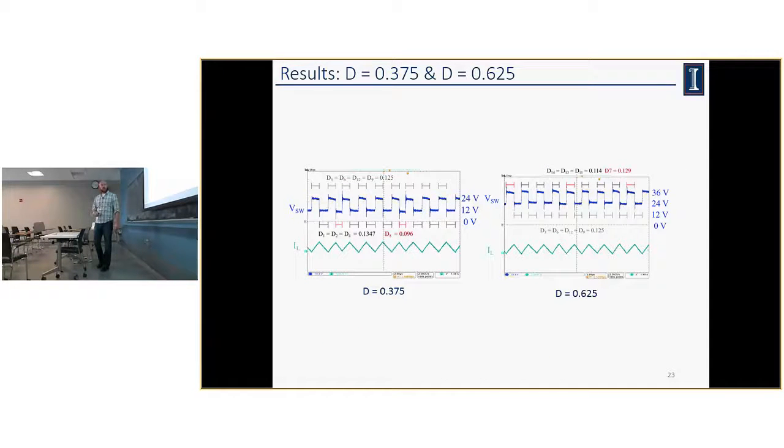Just to show it does work for other duty ratios, again, you can see this particular duty ratio is decreased. In this case, we actually end up increasing a different duty ratio because we're discharging a little bit more.